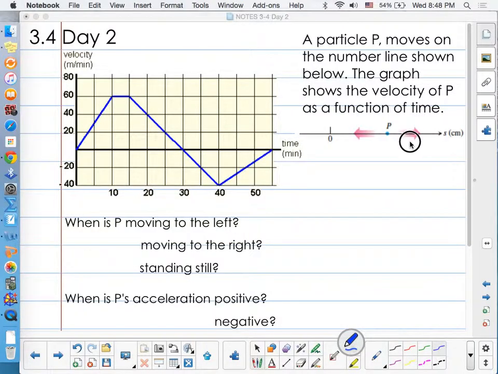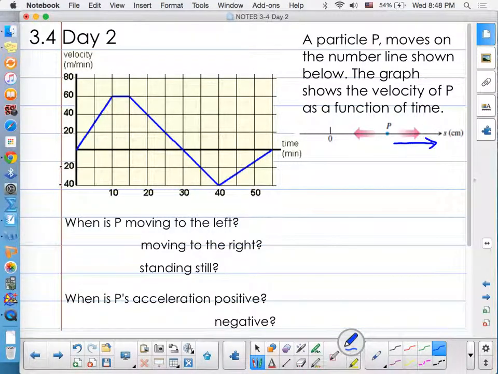So when it's moving to the right, its velocity will be considered positive. When it's moving to the left, its velocity or speed with direction will be considered negative. So on the graph, just so that you know, the velocity is the derivative of that position time graph. So we're looking at one that's representing the speed with direction for this particle's movement.